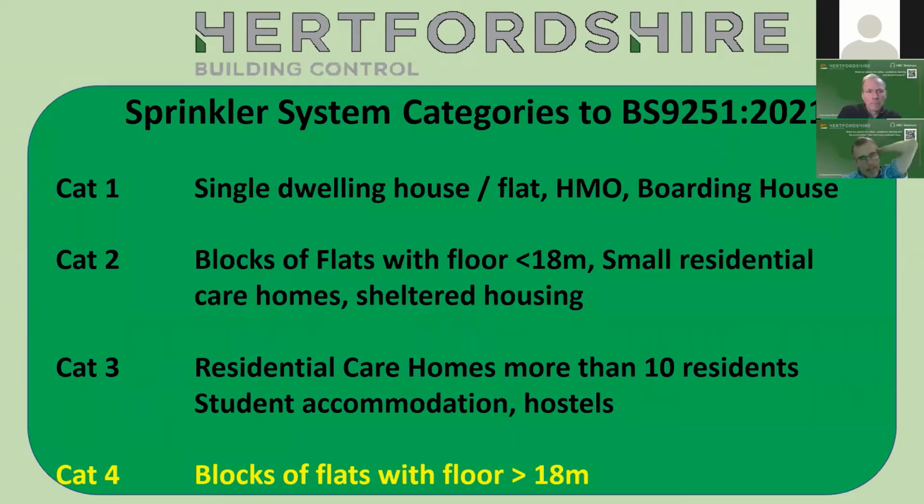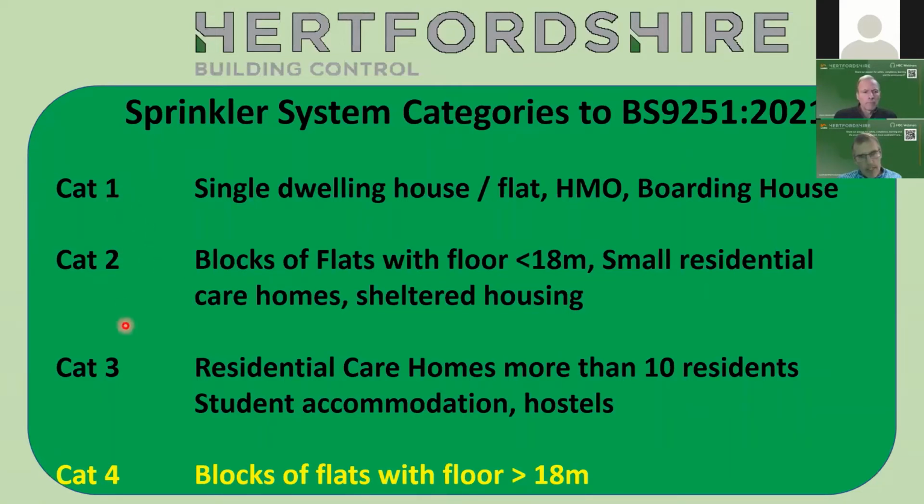And these are the 4 categories now that are in 925121. There's a new category emerged, the Cat 4. But Cat 1: single dwelling houses, flat, HMO, boarding house. Cat 2: blocks of flats less than 18 metres, small residential care homes, sheltered housing. Cat 3: residential care homes, more than 10 residents, student accommodation, and hostels. And then we've come into this fella.